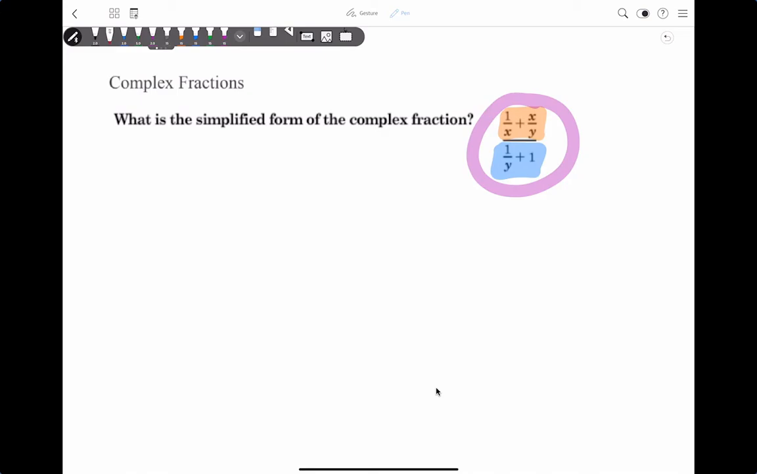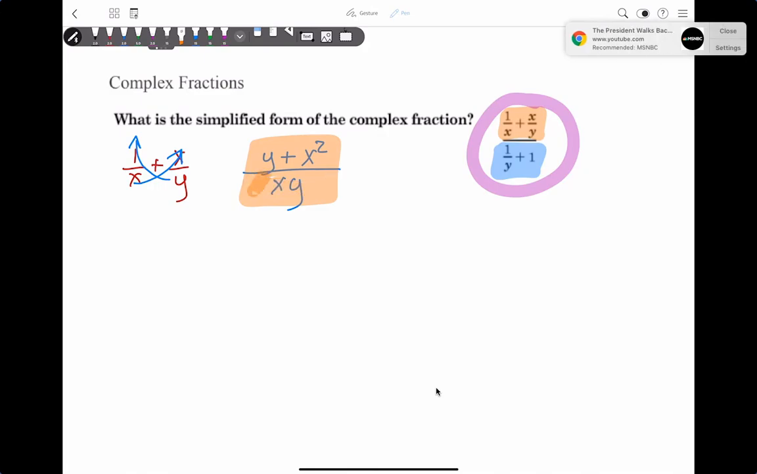Okay, so let's first look at this numerator piece. I have 1 over x plus x over y. I'm going to go ahead and look at multiplying this. It's addition, and then xy is my denominator. Okay, so I could do this for that first piece. Let me keep it in the same color so that you know all of this was the orange part of what I highlighted before.